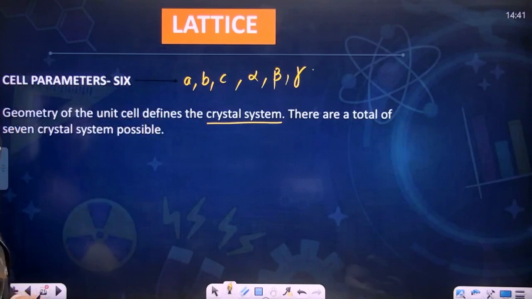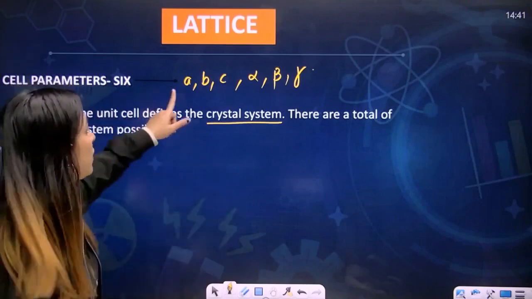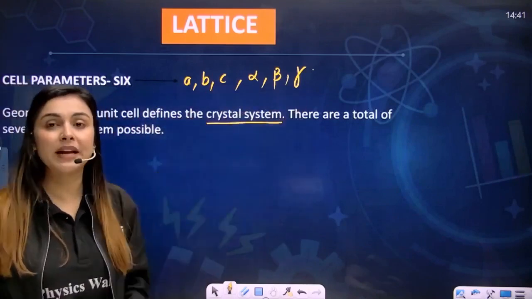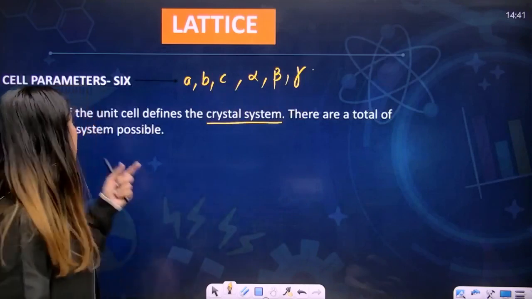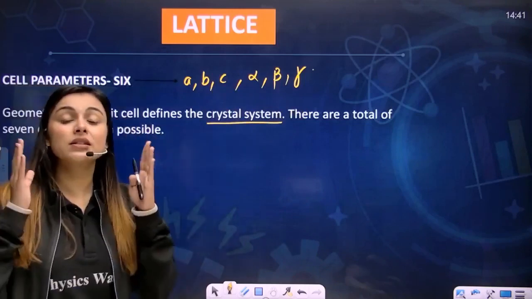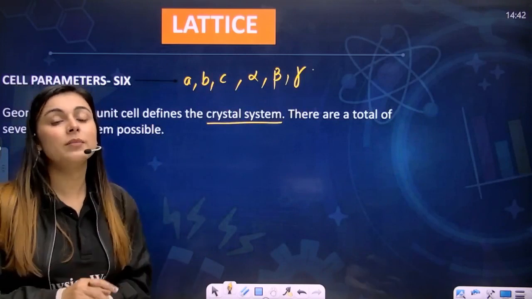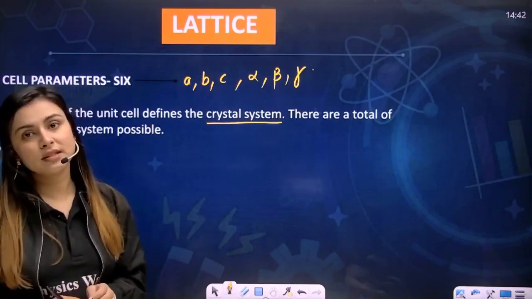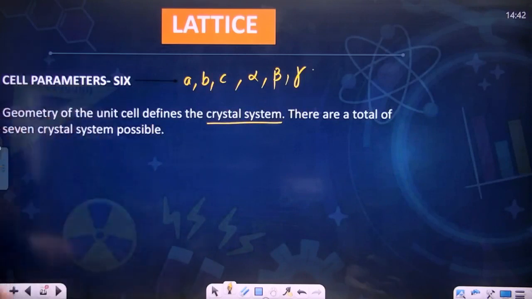There are a total of 7 crystal systems. Depending on the values of these 6 parameters, there are total, my dear students, 7 crystal systems possible. Now we'll be understanding which 7 crystal systems are these. Okay, so for that you need to write it down and then we'll move forward.